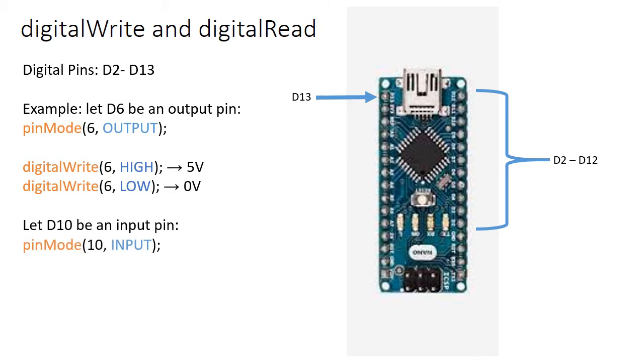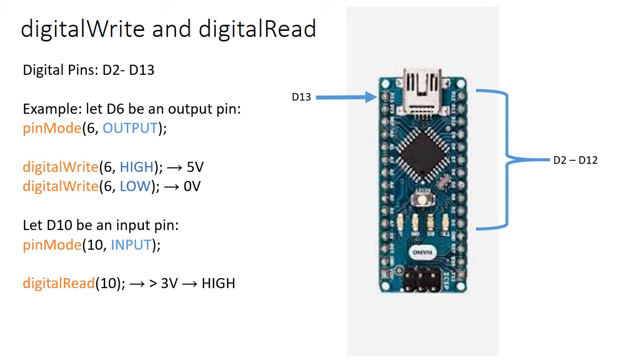So instead of specifying the voltage at the pin, in this case either high or low, we instead measure what the voltage is at the pin. So first we have to use pin mode to set it to be an input pin. Let's say it's pin D10 that we want to do this with. And we can use the function digital read, specifying the pin to determine what the voltage is there. It can be anywhere between 0 and 5 volts.